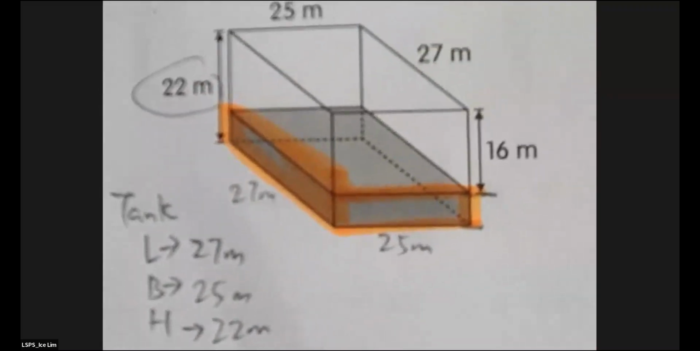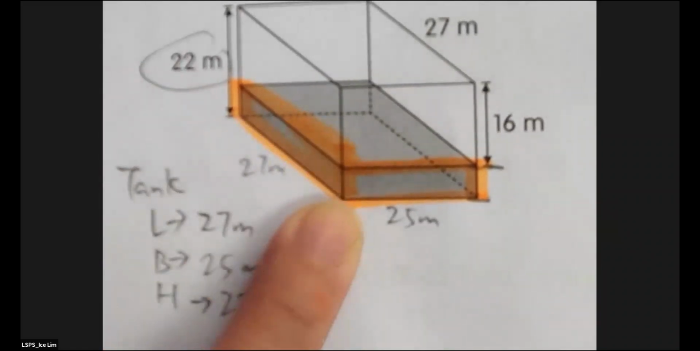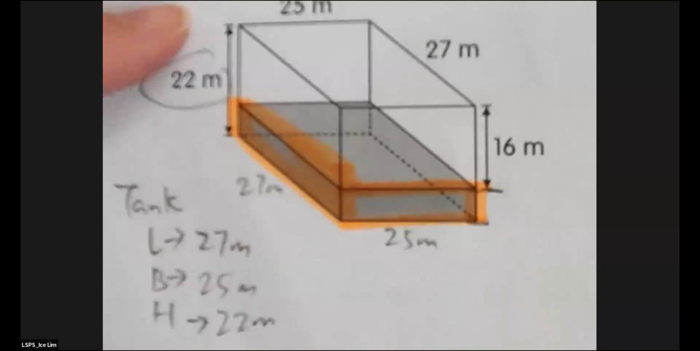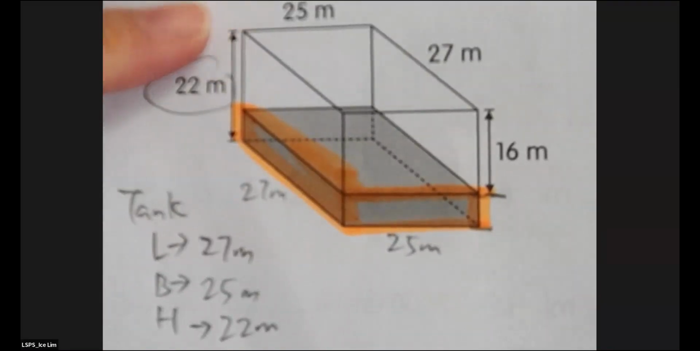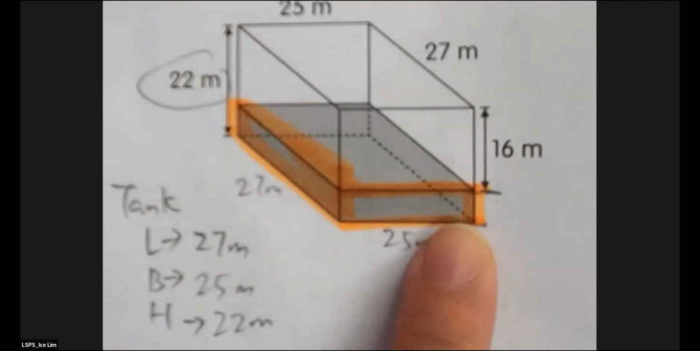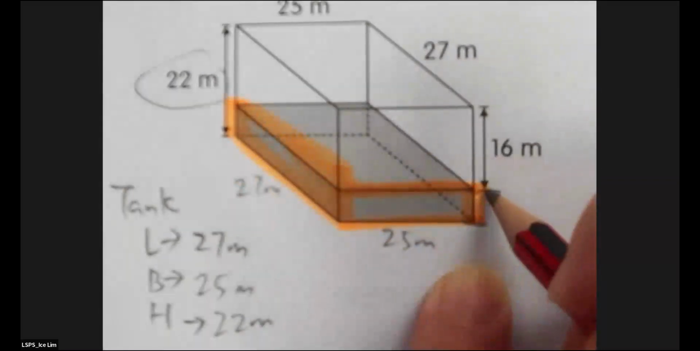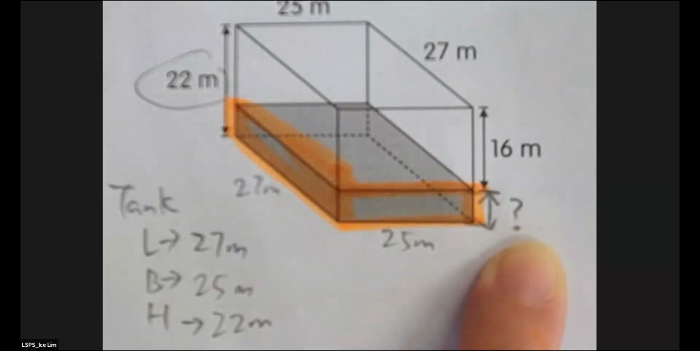So this was the information that's provided. The tank is 27 meters long. The tank is 25 meters wide. The tank is 22 meters tall. It says it's partially filled with water, only a bit. It does not give you the height of the water level. So this is partially hidden information.